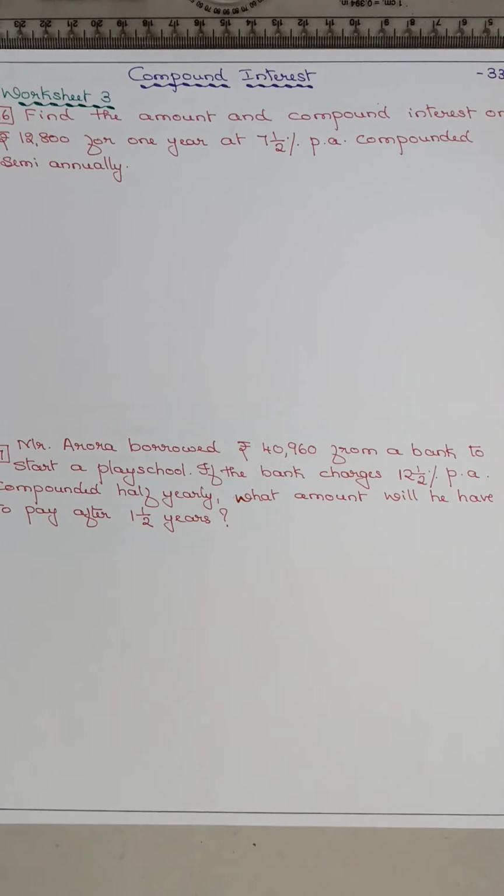Now coming to the worksheet 3, question number 16. Last 4 sums are there, isn't it? Question number 16 of our worksheet 3. Find the amount and the compound interest on rupees 12,800 for 1 year at 7.5% per annum compounded semi-annually. Semi-annually means what? Half yearly.